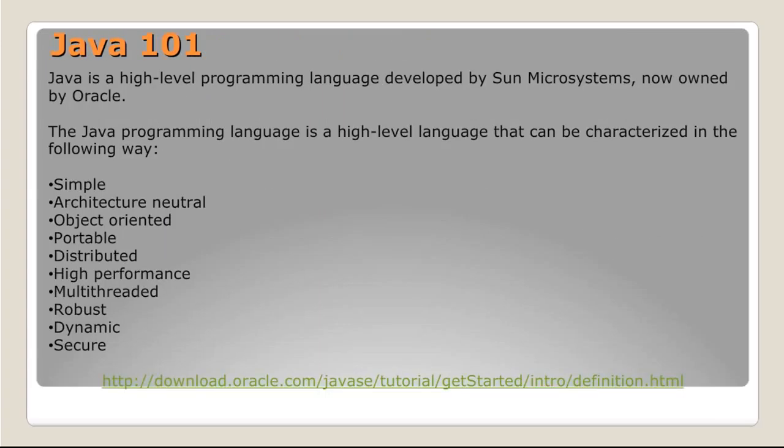A high-level programming language is designed to use statements that mimic our natural language and are easy for us to read and understand, as opposed to a low-level programming language where every instruction is really machine code. Java is a high-level programming language.